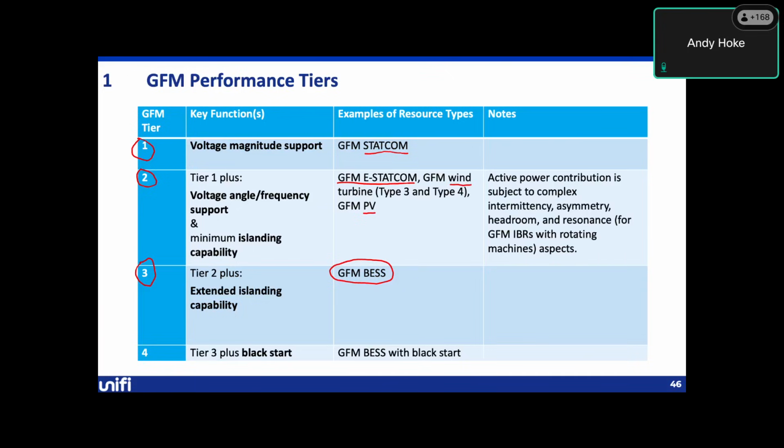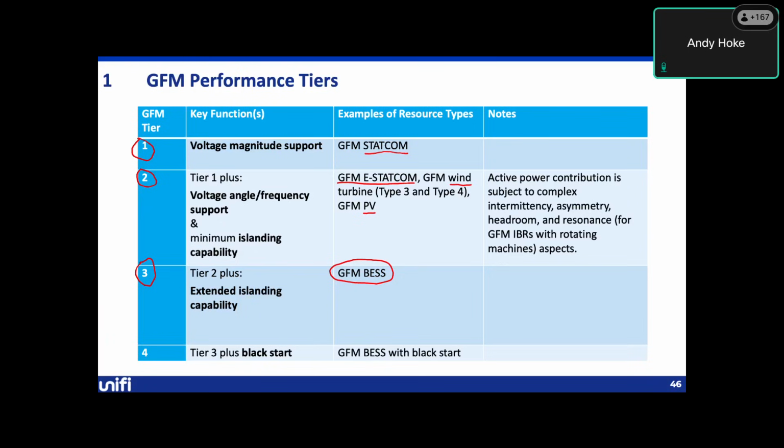Of course, some of these things are more like prototype products. Grid forming STATCOMs, you can find a couple on the market. Grid forming wind and PV are still kind of in the prototype stage, but those things would all fall into tier 2 of the unified tiers. I already talked about tier 3.